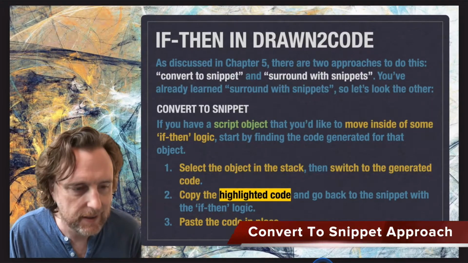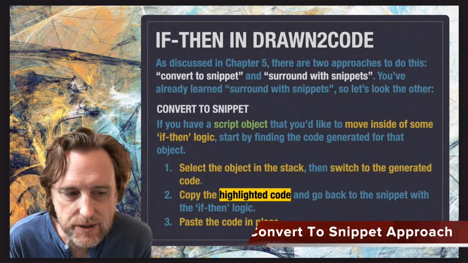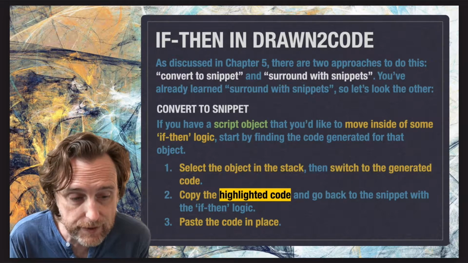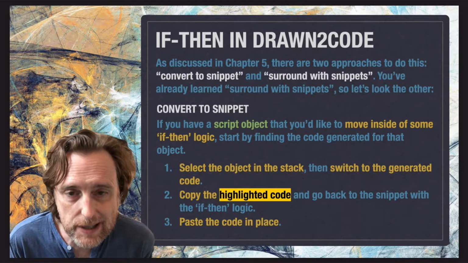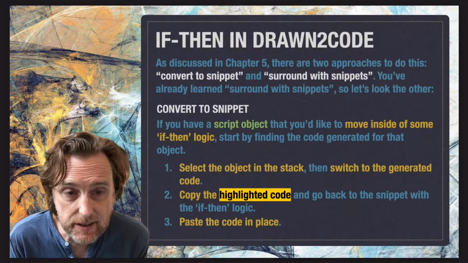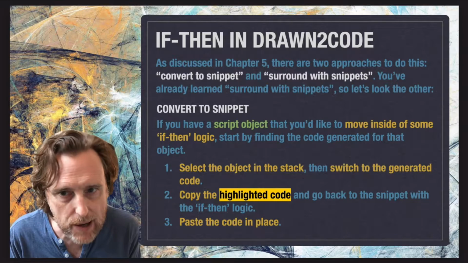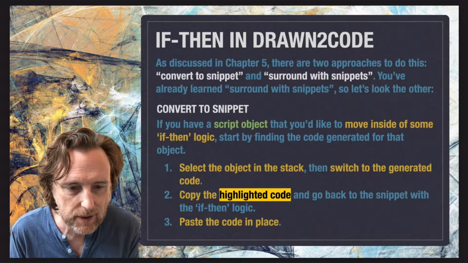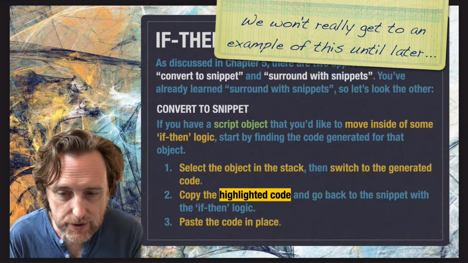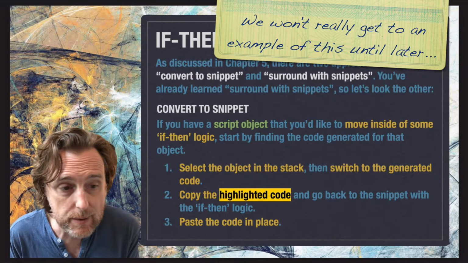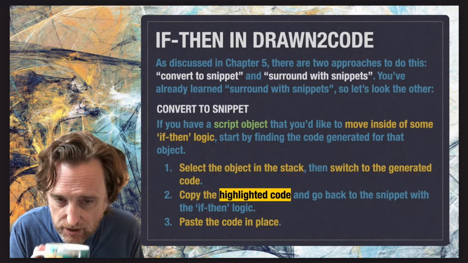So a little bit of a tangent here. We covered if-then logic in Chapter 5. There is no if-then script object in Drawn to Code at this point. So to do logic, there are two approaches that are easy: the convert to snippet and the surround with snippets approach. And we've used the surround with snippets approach, I think, every time so far. So I thought, let me give you an example of the other approach so that you can weigh the differences between them and decide if one of them is better in a certain circumstance or not.